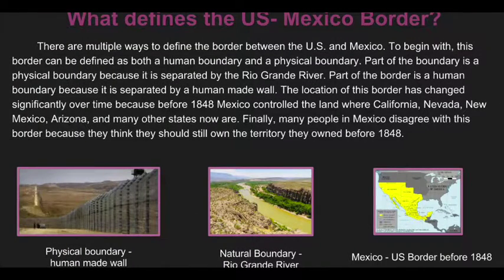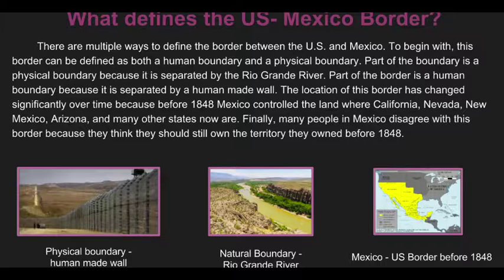There are multiple ways to define the border between the U.S. and Mexico. To begin with, this border can be defined as both a human boundary and a physical boundary. Part of the boundary is a physical boundary because it is separated by the Rio Grande River. Part of the boundary is a human boundary because it is separated by a human-made wall.